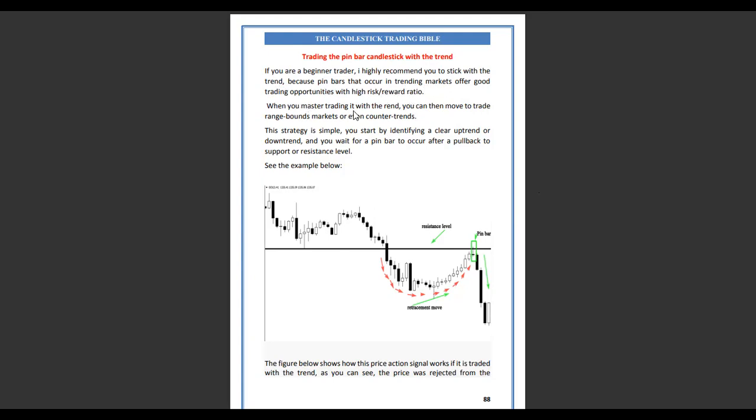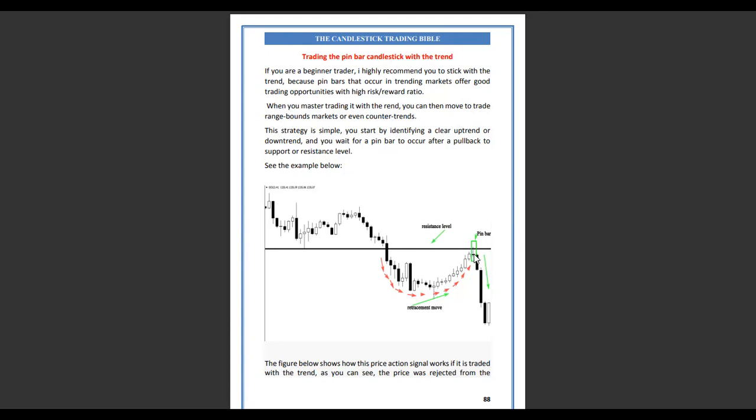When you master trading with the trend, you can then move to trading bounce markets or even counter trends. This strategy is simple. You start by identifying a clear uptrend or downtrend, and you wait for a pin bar to occur after a pullback to a support or resistance level. See the example below. Right after I break down this level here, it just comes back and retests.